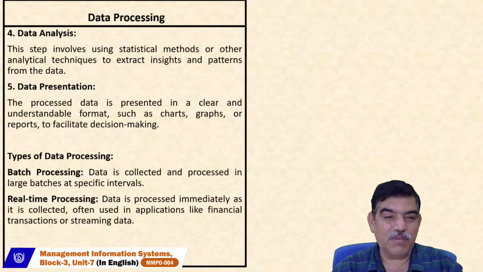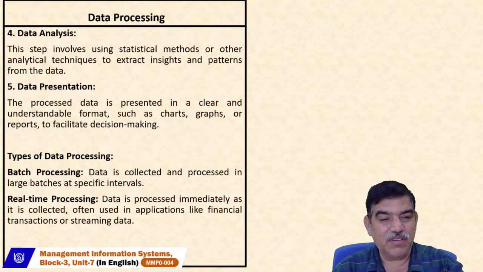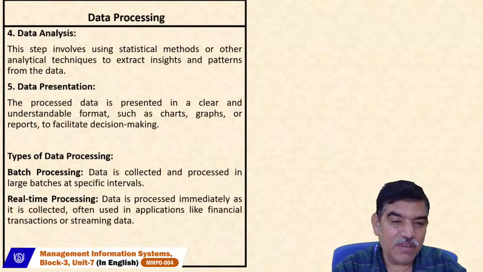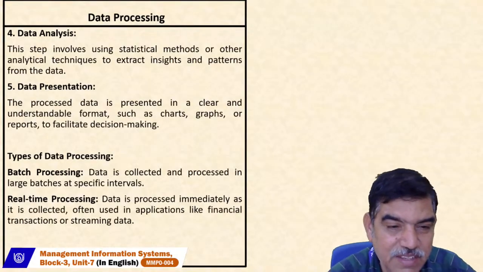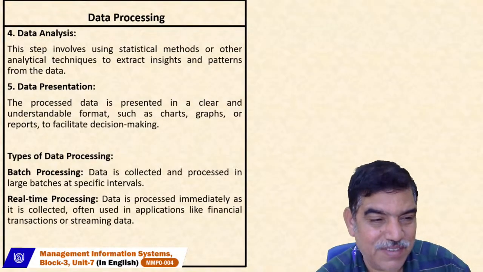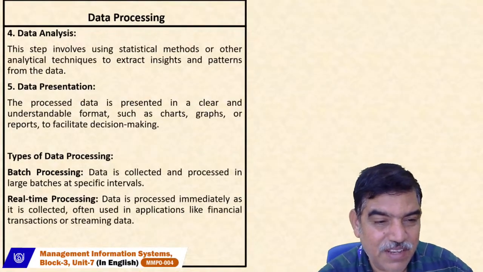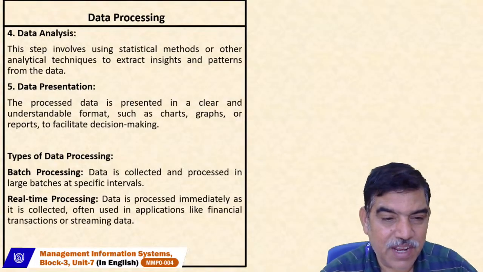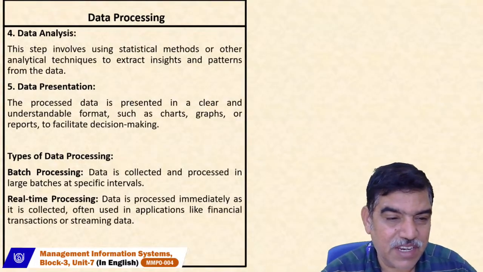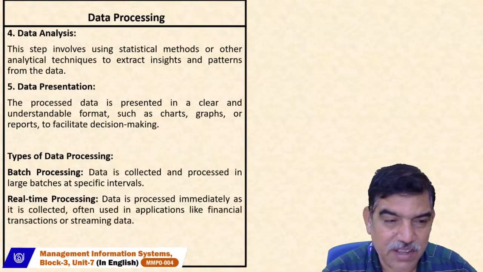And both the participants, your bank also knows and you also know what amount balance is available in my account. That is the meaning of real-time processing system. Data is processed immediately as it is collected and often used in applications like financial transactions or streaming data.